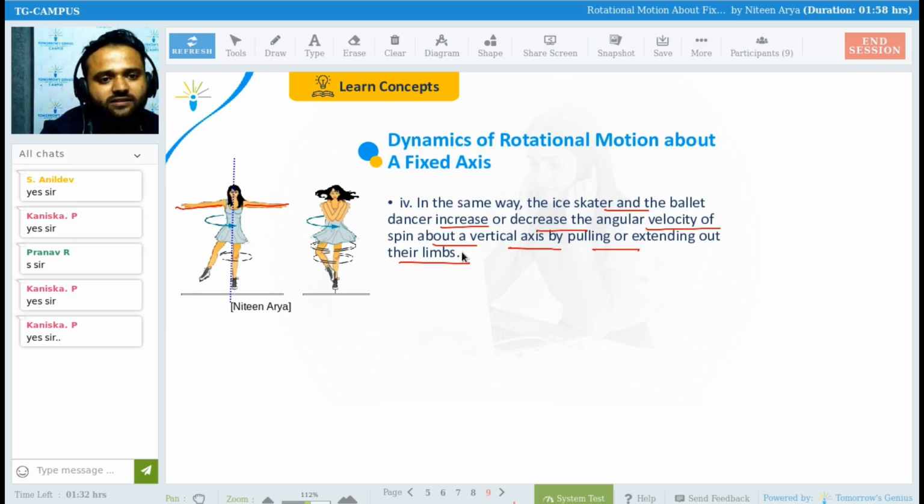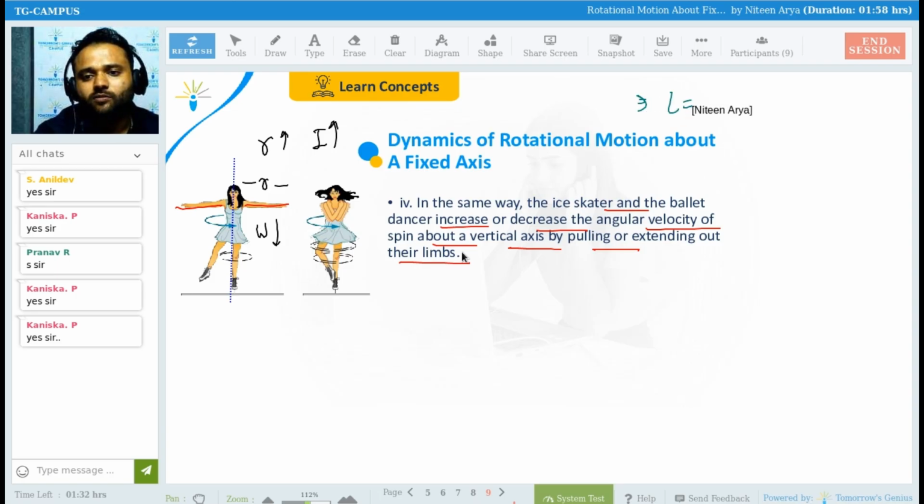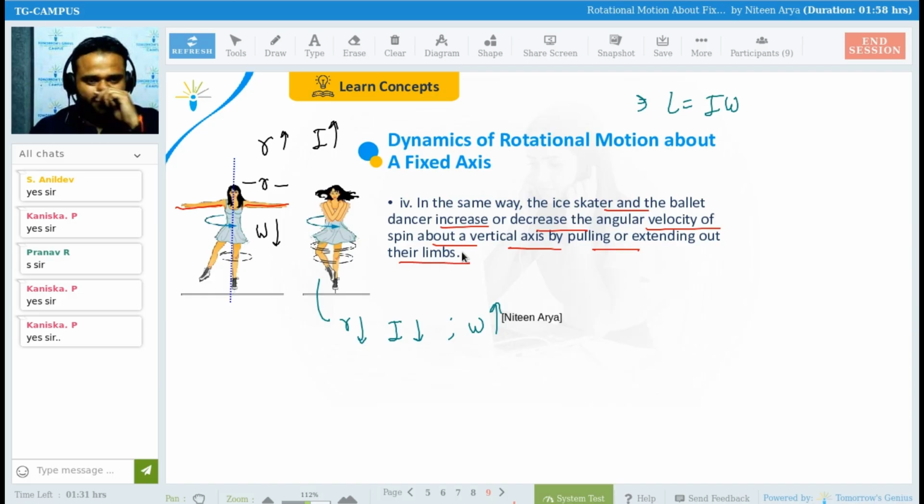In this case, R is going to increase, right? So R increases, I increases, omega decreases. Omega is what? Angular velocity. Just this formula. And in this case, R decreases, automatically I decreases, and then omega increases. So the ice skater and ballet dancer deliberately close and wrap up their arms to increase or decrease their angular velocity. Clear now everyone?